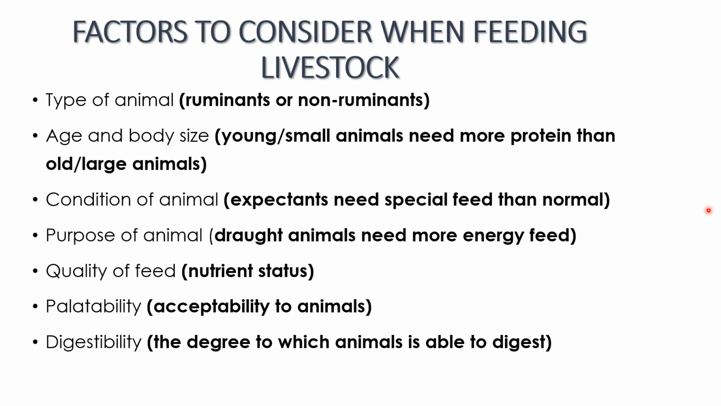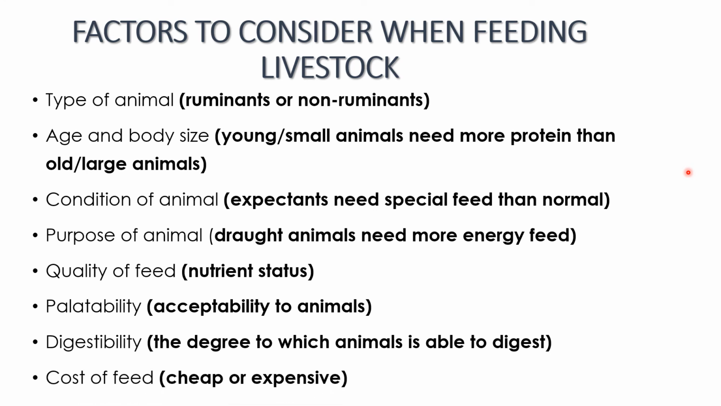And also digestibility. Remember, different types of animals also have different degrees to which they will digest a certain feed. For example, we've mentioned ruminants and non-ruminants. Ruminant animals can digest even tough feeds, but it is impossible for non-ruminants to digest the feeds which are in high content of fiber. So digestibility also matters.